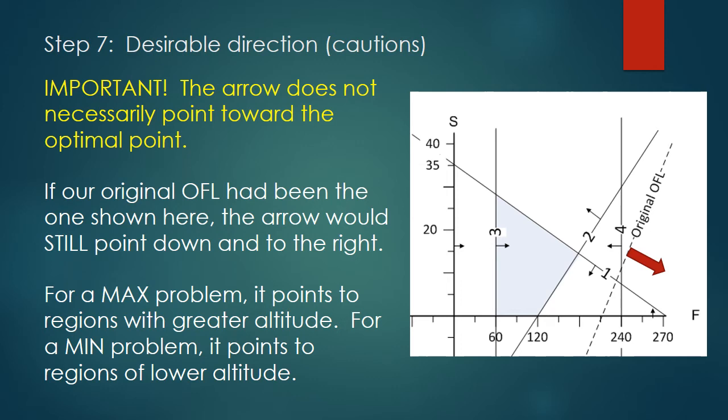It doesn't. The arrow points to the direction where the high ground is for a max problem or the low ground is for a min problem. In our problem, the more water that comes in, the more our coastline would move in the direction shown. It would not move in the opposite direction. So whether your original OFL is to the left or the right or across your feasible region, it won't make any difference. Use the test point approach, or another approach that I'll teach you in a little bit, and draw the arrow in the appropriate direction.